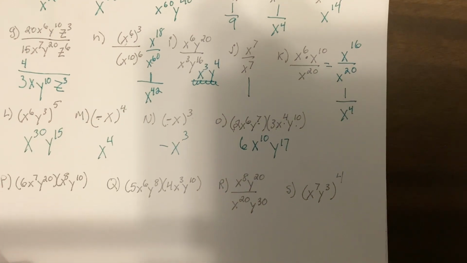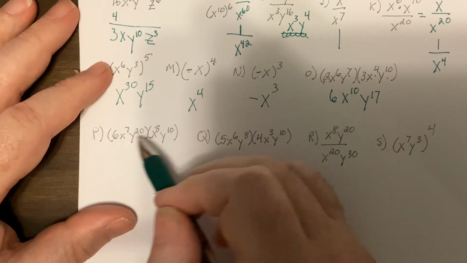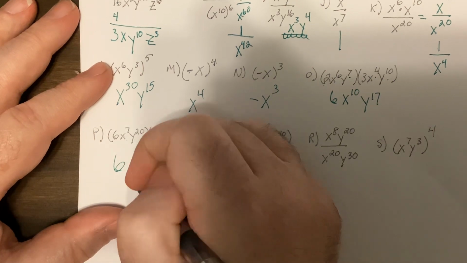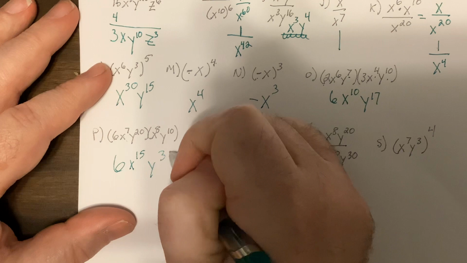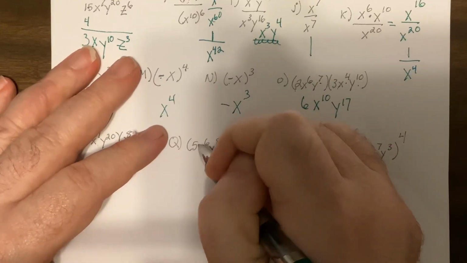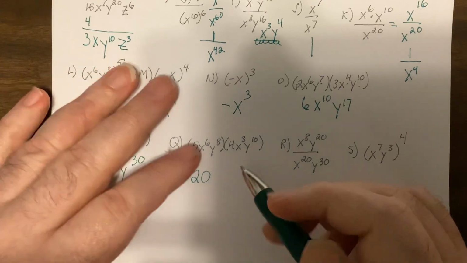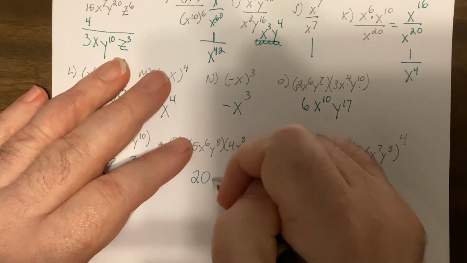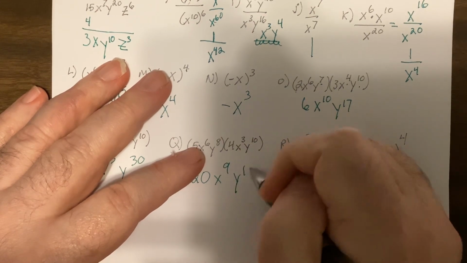Whoa, I am going fast. Holy moly. So this one, 6 times 1 is 6. Multiply 2 things with the same base, you add, so it'd be x to the 15th, y to the 30th. This one, 5 times 4 is 20. X to the 6th, x to the 3rd is x to the 9th. Y to the 8th, y to the 10th is y to the 18th.